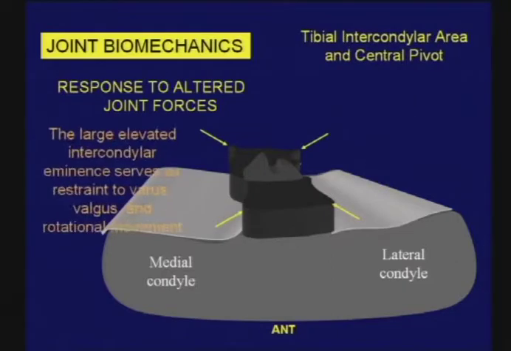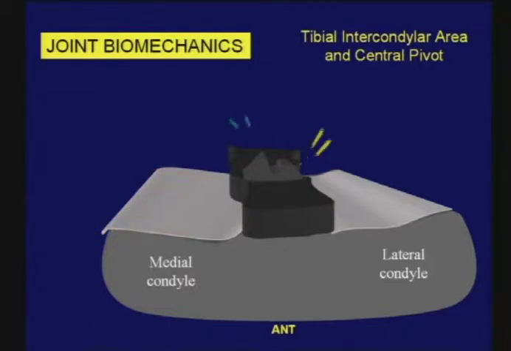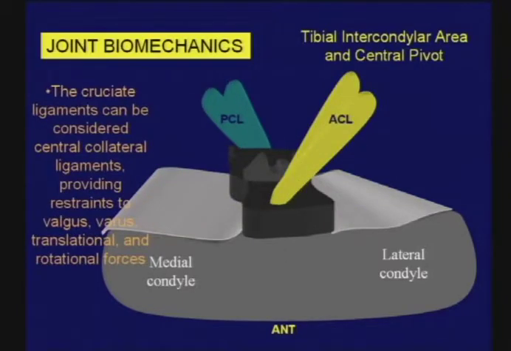I want to emphasize that in the middle of that proximal tibia, there exists a bone block. This is the large and elevated intercondylar eminence, and it by itself serves as a restraint to some translational movements, particularly those in a medial lateral direction. In addition, attached to that bone block, of course, are the cruciate ligaments.